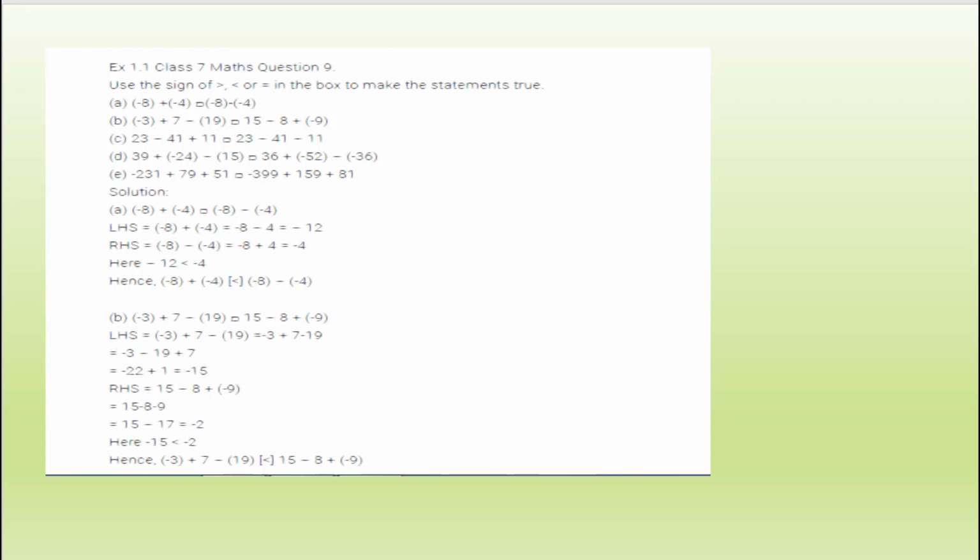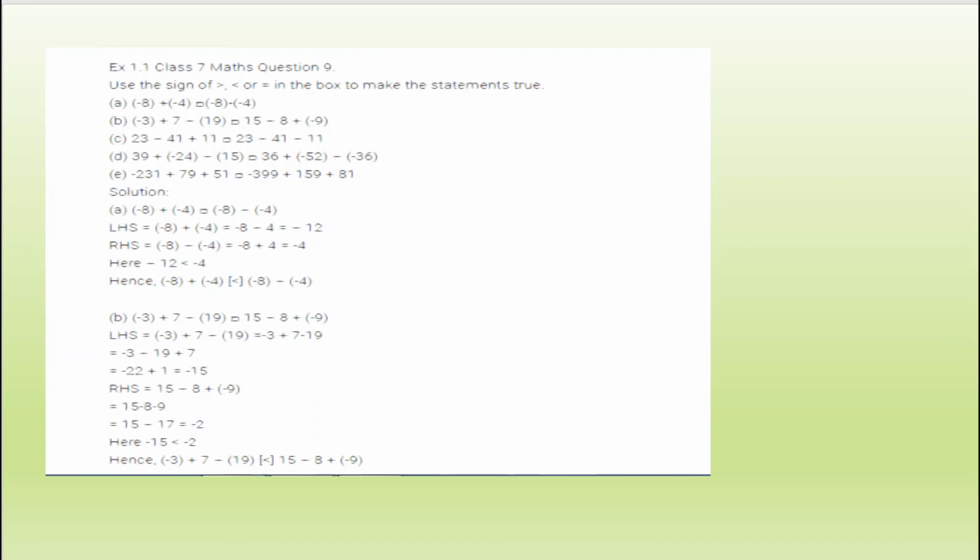And the b part is -3 plus 7 minus 19, and there is a place where you need to put the sign, then 15 minus 8 plus -9. So you need to do the calculation. Your LHS answer comes out to be -15 and RHS answer comes out to be -2. So -15 is less than -2. So we will put the less-than sign.